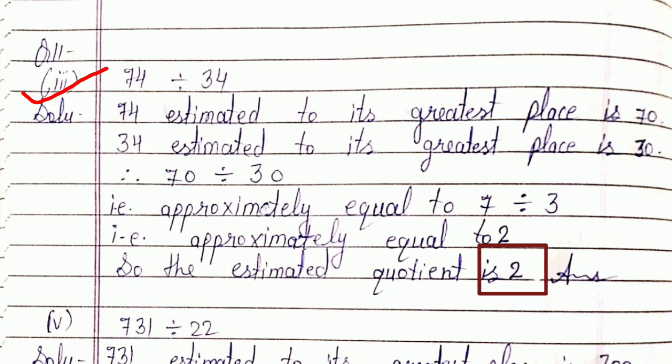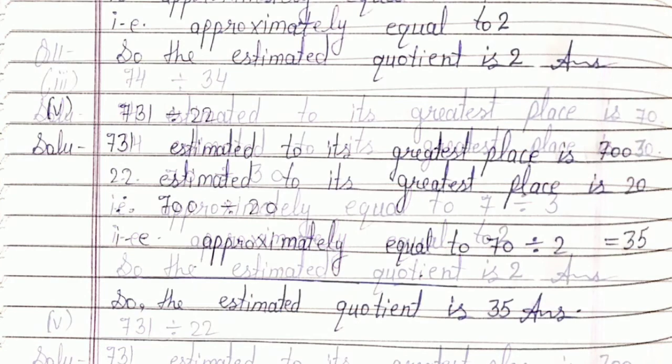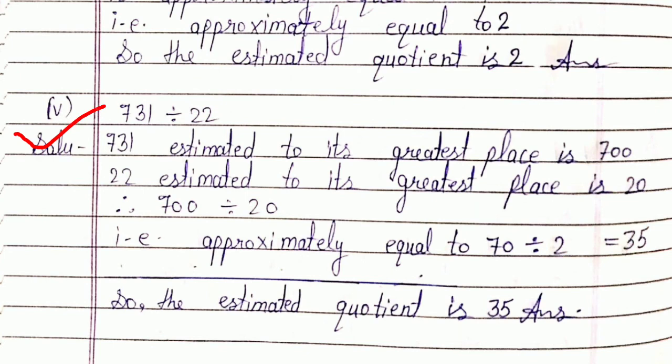Let us see the fifth part of the same question. The fifth part is 731 divided by 22. For solving this, 731 estimated to its greatest place is 700. 22 estimated to its greatest place is 20. Therefore, 700 divided by 20 is approximately equal to 70 divided by 2, which is equal to 35. So the estimated quotient is 35.